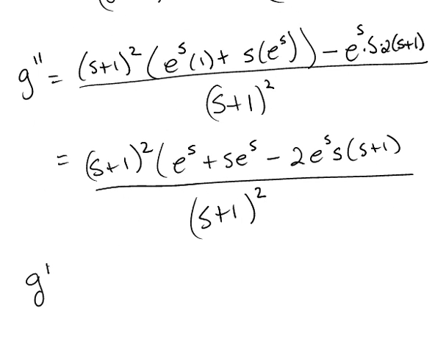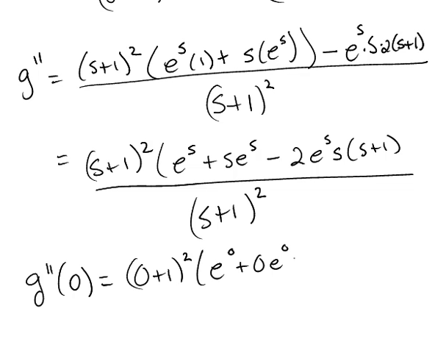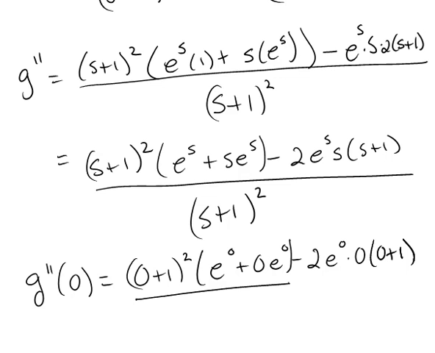So g double prime at 0 just means put 0 in for s. So it's going to be 0 plus 1 squared times e to the 0 plus 0 times e to the 0, minus, that should be in parentheses like that, minus 2 e to the 0 times 0 plus 1, all over 0 plus 1 squared.